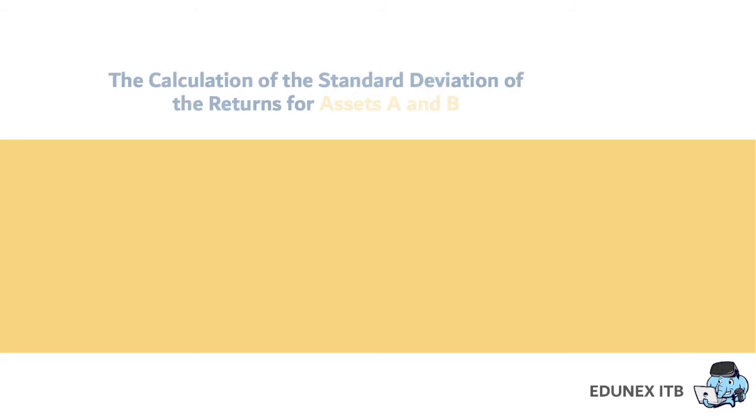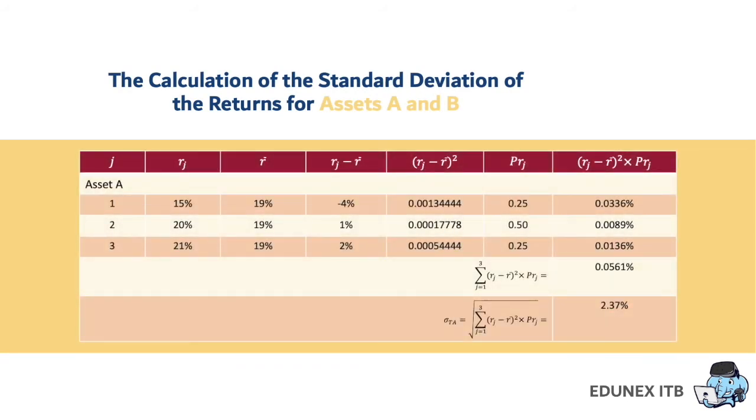Let's try to calculate the standard deviation on asset A. Here we have three outcomes for asset A and its return. First, we need to find the average of all outcomes we have. Here we find the average is 19%. Next, we calculate each return minus the average return.